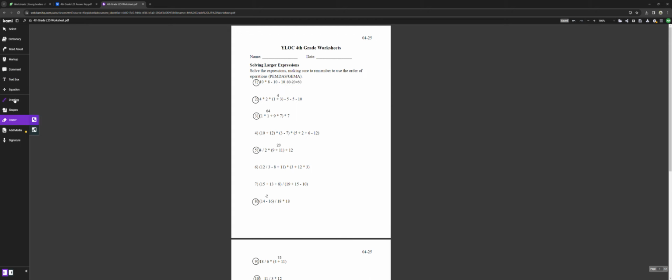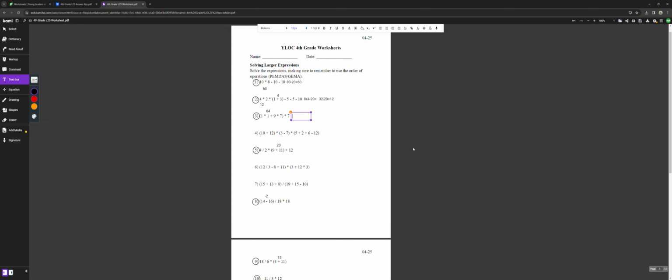For number 2, you have 4 times 2 times 1 plus 3 minus 5 minus 5 minus 10. So we can simplify this using order of operations to 8 times 4 minus 20. And then using order of operations again, you can simplify to 32 minus 20, which equals 12. So you'll get 12.